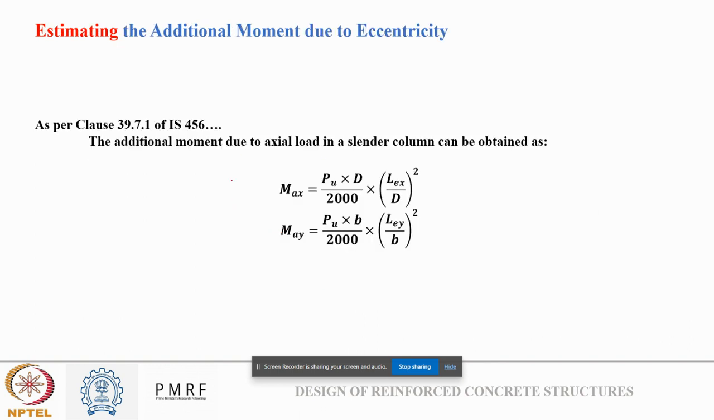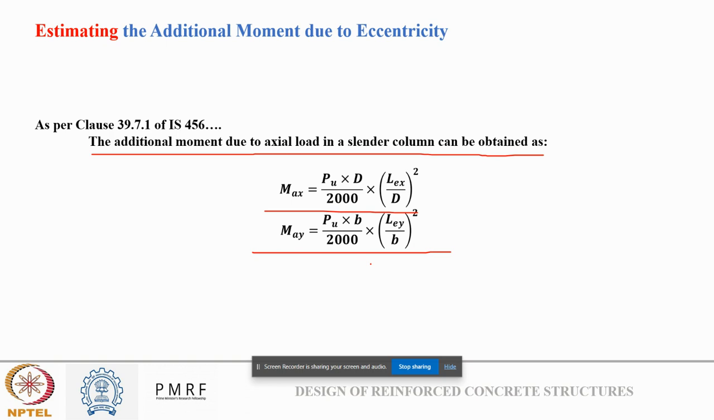And how this additional moment due to eccentricity is calculated. As per clause 39.7.1, the additional moment due to axial load in a slender column can be obtained by these equations. Along both lateral dimensions, I can calculate the additional moment if I know the axial load which is acting, the dimension of the column, and the effective length along that direction. So these are the formulas that we use to calculate the additional moment.